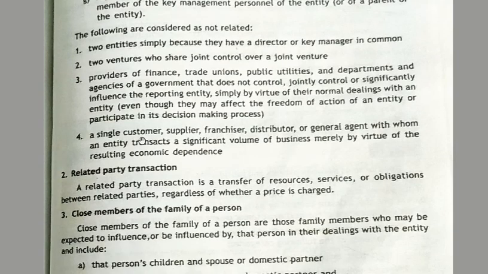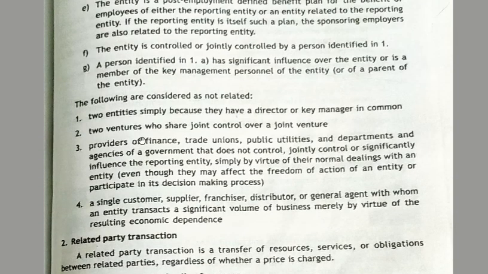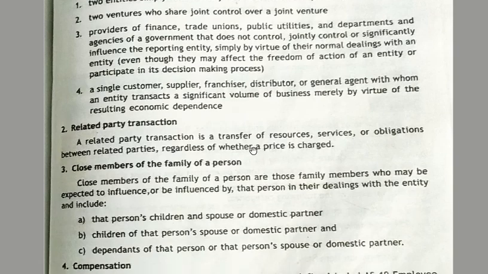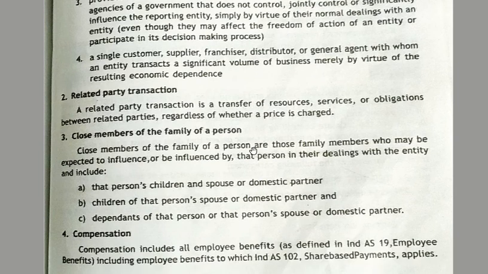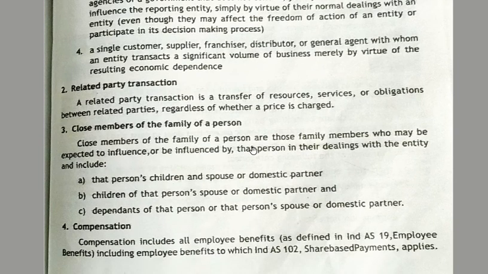So there are certain conditions wherein the persons cannot be related parties. So, the example could be two entities simply since they have the same director or key manager, they cannot be related parties. Or two venturers who share joint control over a joint venture, they cannot be related parties. Or providers of funds, trade unions, etc., departments, they cannot be a related party. Or a single customer, supplier, franchisor, distributor, etc. cannot be a related party, or general agent cannot be a related party. So with whom an entity transacts a significant volume of business merely by virtue of the resulting economic dependency.